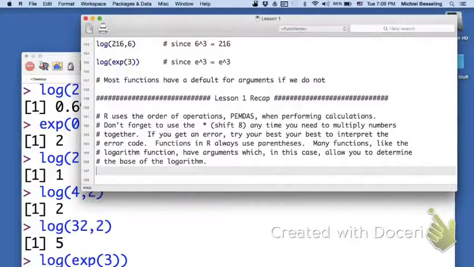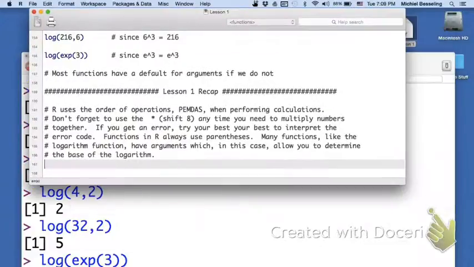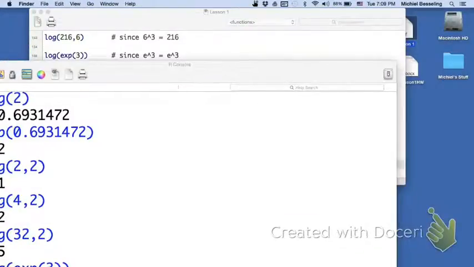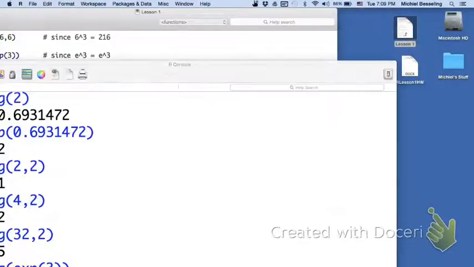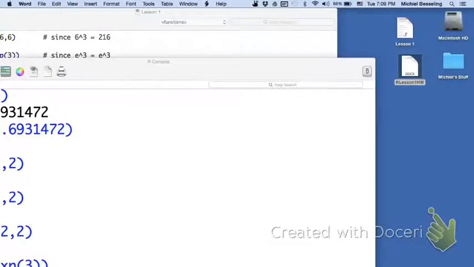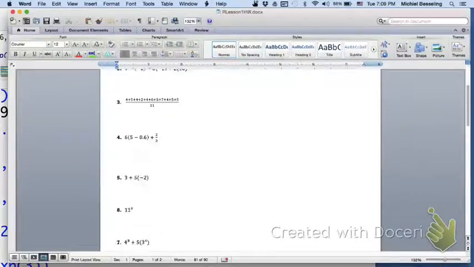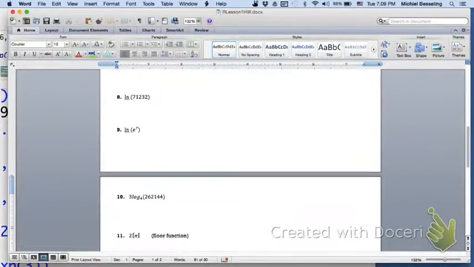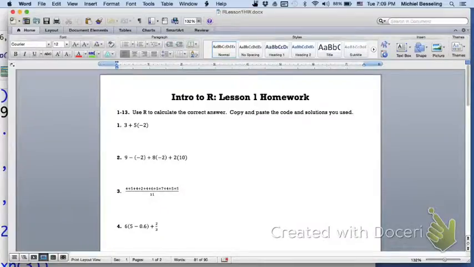Okay, so what I'm going to do is you have a homework assignment, and you should have downloaded it, and it should say R Lesson 1 homework. So let's open that up. And it looks a little bit like this. I have this as a Word document. I saved it as a PDF too.